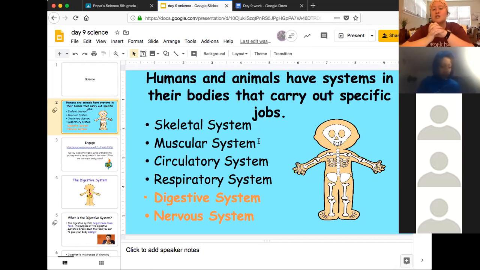Good. The muscular system, what's its job? Muscular, think muscles. To help us move. Okay. The circulatory system can also be called the cardiovascular system. We learned about it yesterday. What is its job? To help pump blood and circulate it through our body. Circulatory, circulate. Okay. Respiratory system, what is its job? To help us breathe.